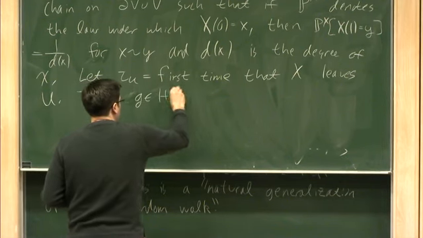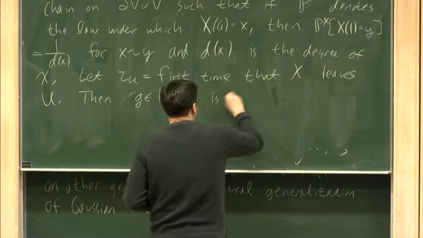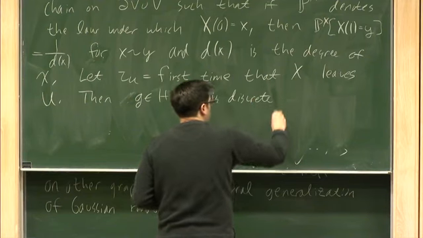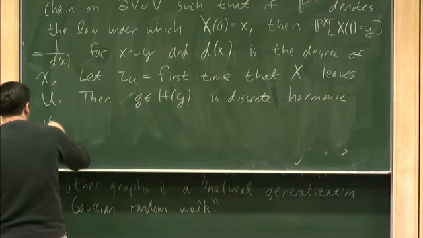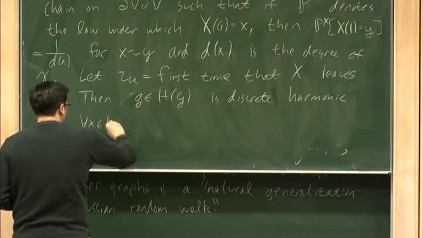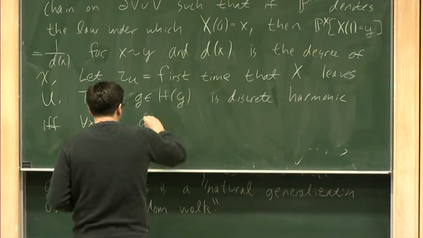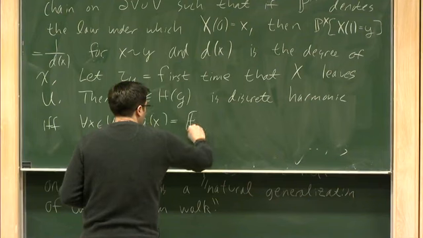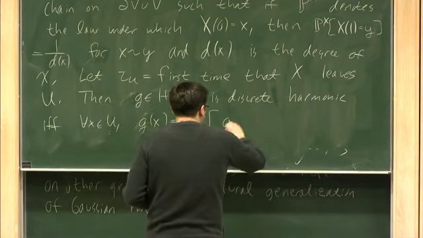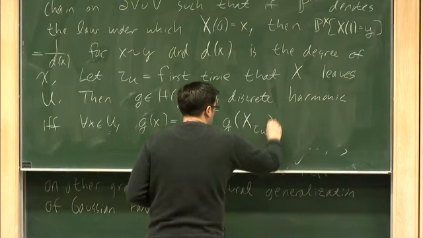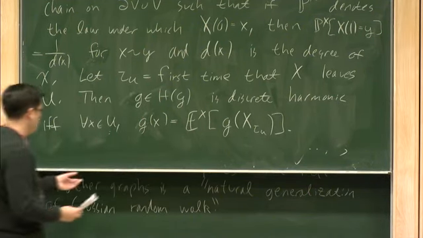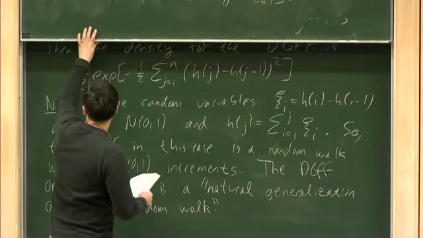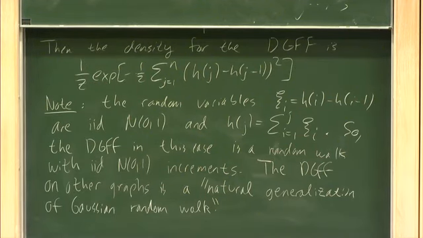a function g on the graph is discrete harmonic if and only if for all x in U we have that the value of g at x is given by the expectation, starting at x, of g evaluated at where the random walk first exits the set U. Okay, and just like for the previous characterization, this is also very easy to prove.